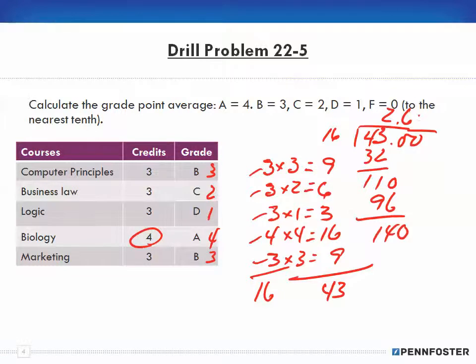So that's about 9-ish, 8-ish, doesn't matter because we're rounding to the nearest tenth. So if we have 2.68 or 2.69, we're rounding up to 2.7 as our GPA. That's our grade point average for this particular problem.